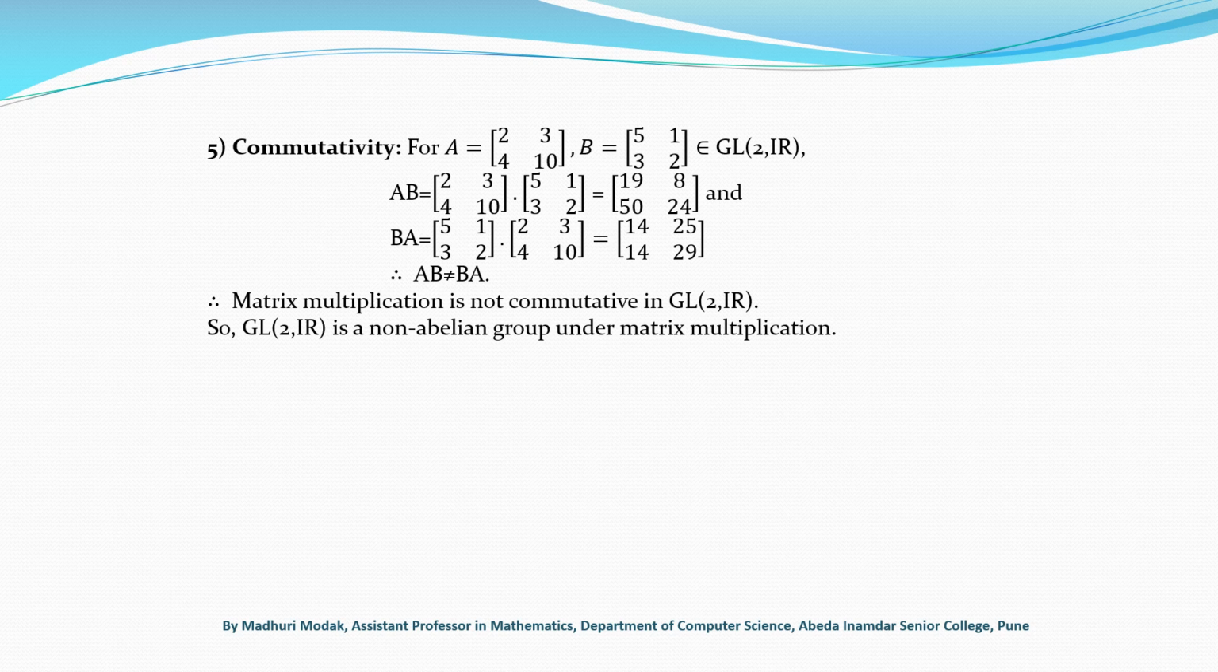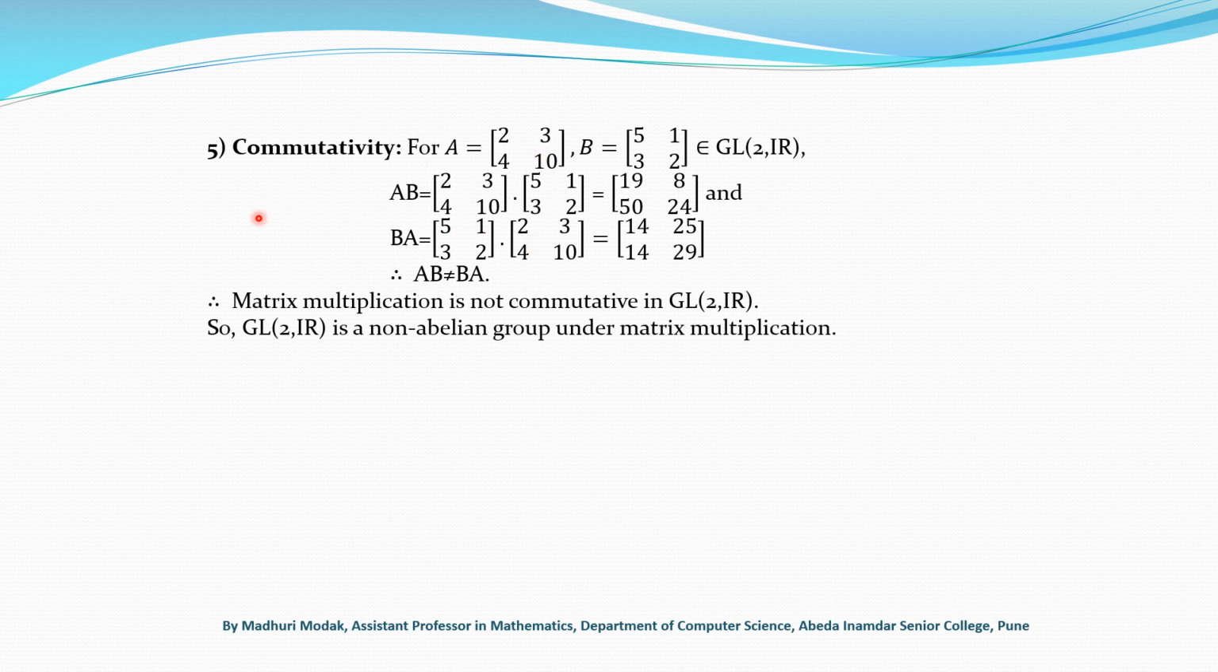As we have to show that it is not commutative, it is enough to take specific matrices A and B for which A into B is not equal to B into A. You can give any example for which AB and BA are different. Here I have taken A as 2, 3, 4, 10 and B as 5, 1, 3, 2. Both are members of GL2R because both are 2 by 2 matrices with real entries. The determinant of A is 20 minus 12, that is 8, which is non-zero, and for B, 10 minus 3, that is 7. So both are non-zero. Thus we have taken A and B as 2 by 2 real matrices with non-zero determinant.